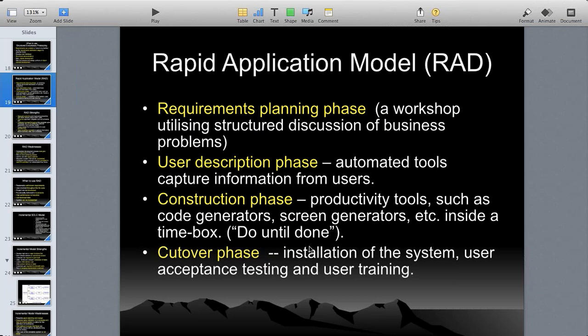So inside a time box, do until done. There will be a particular time box, like 2 months or 3 months. Within the time box, you have to finish it off. We should not even extend a single day or a single minute. Of course, in real time it happens; sometimes it may extend for 5 days or 10 days, but that is not a good practice. So we must be very strict to fix this time.